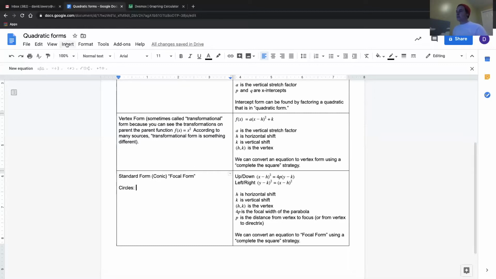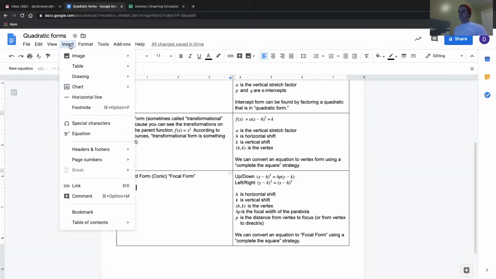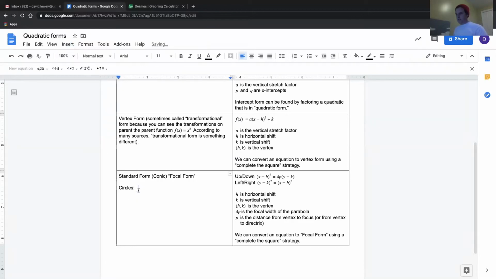So let me show you how you can use the equation editor. This is kind of a little bonus. If you're in a Google Doc, you may already know this, but you can use the equation editor to write mathematical text. If I go to Insert and then go to Equation, it's going to give me a little light blue text box where I can start typing some stuff in.